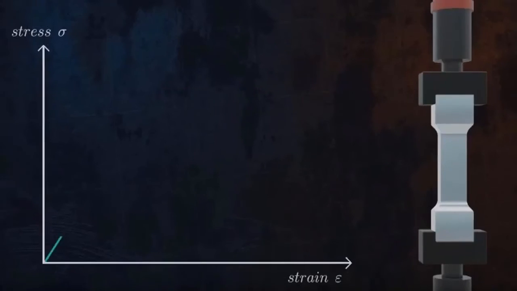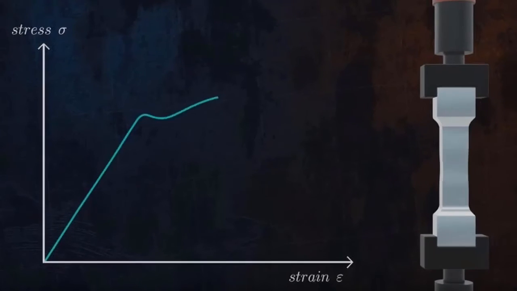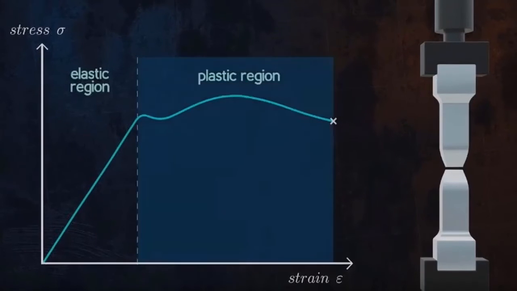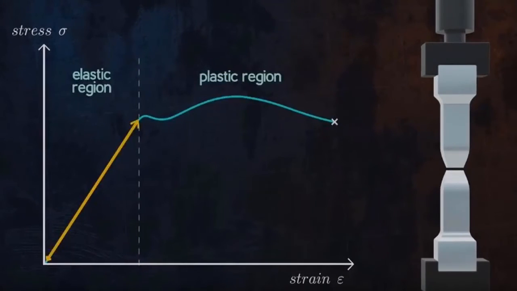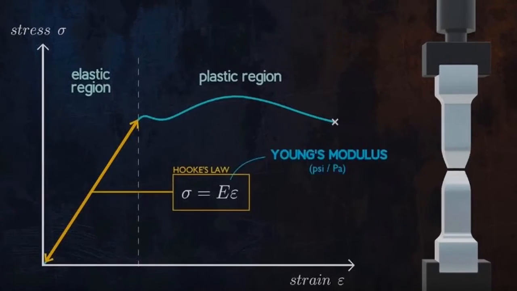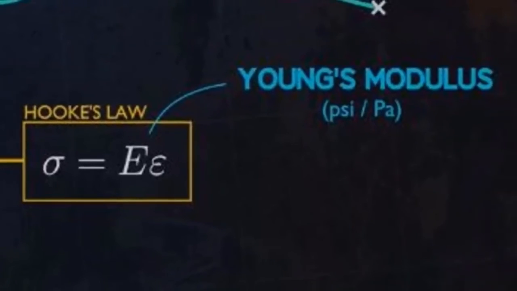Hooke's law gives us the relationship between stress and strain in this linear elastic region. The ratio between stress and strain is Young's modulus, also called modulus of elasticity, and it has the same unit of stress. It is a capital E, which equals stress divided by strain.